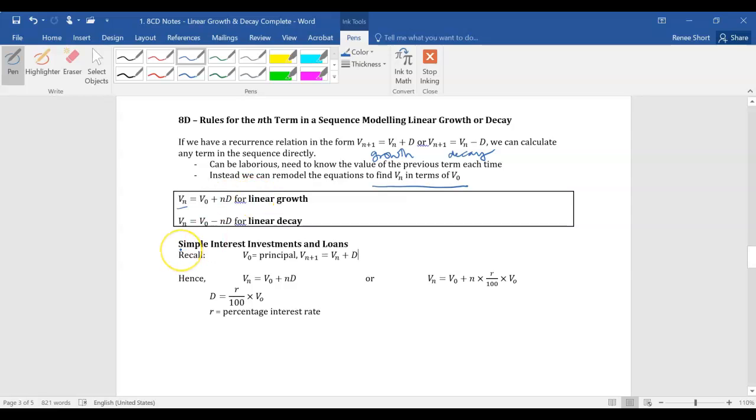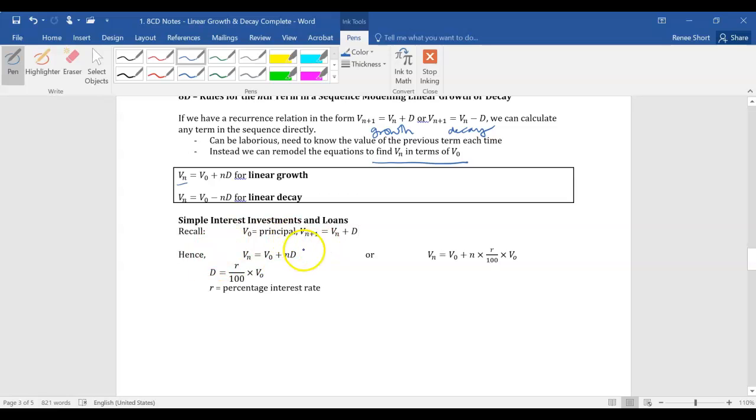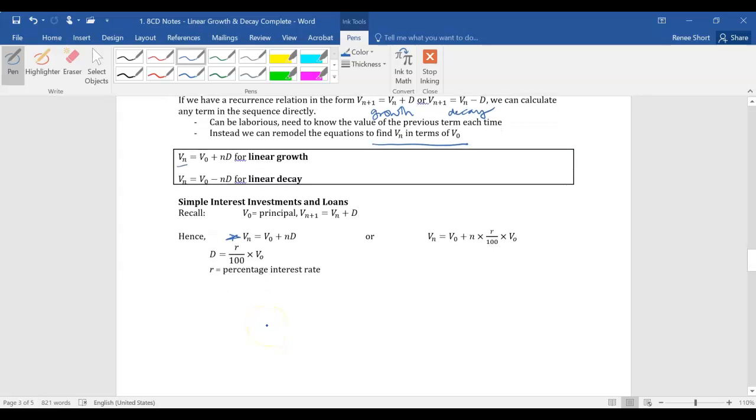So if we look at simple interest, recall that initial formula that we had. V0 is the principal, and then Vn+1 = Vn + D. We can rewrite this to say that Vn is the principal plus n times D. In this case, n is the number of times that you're adding on that interest amount, and D is still calculated in the same way, being R over 100.